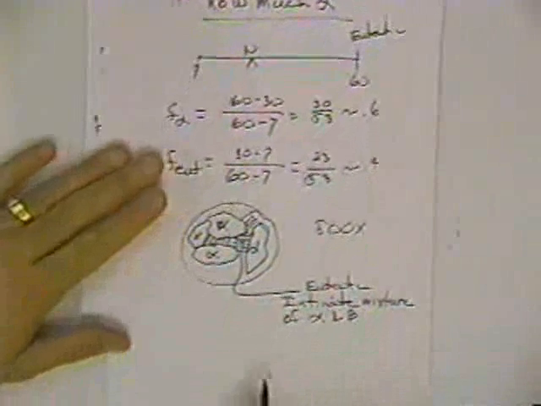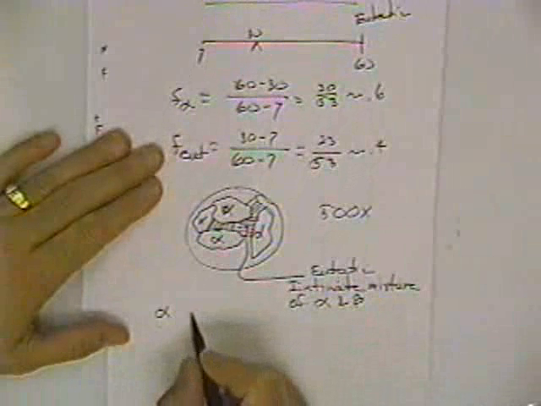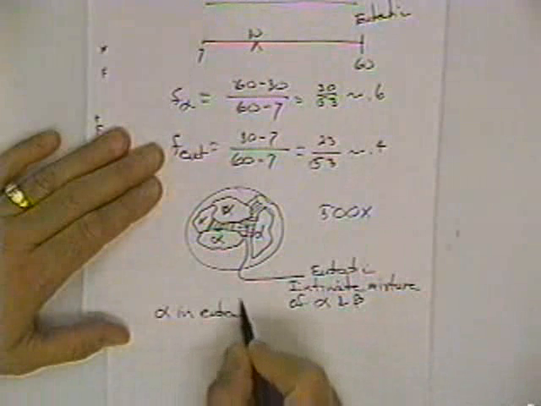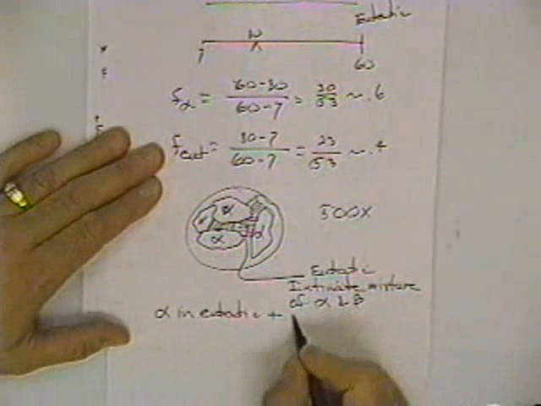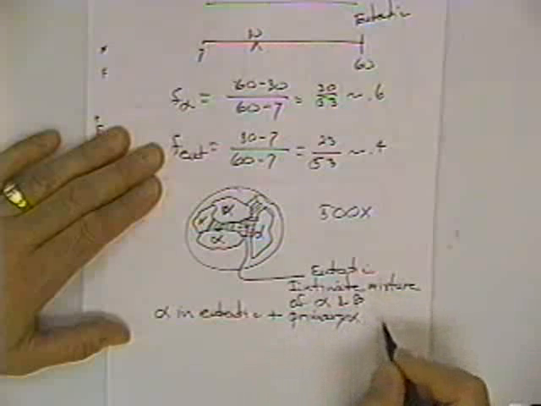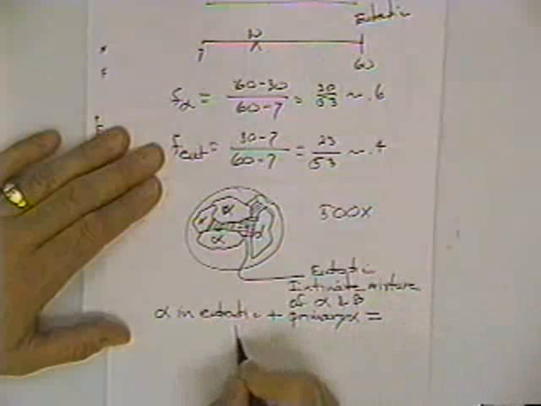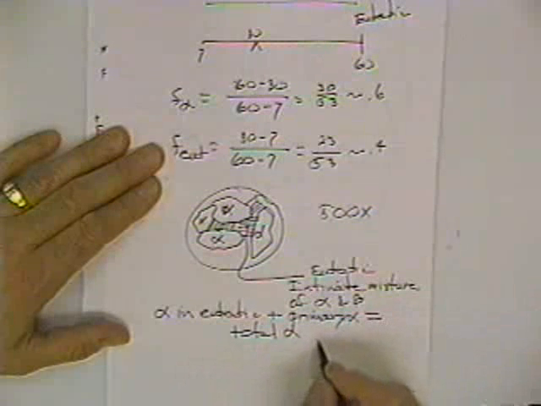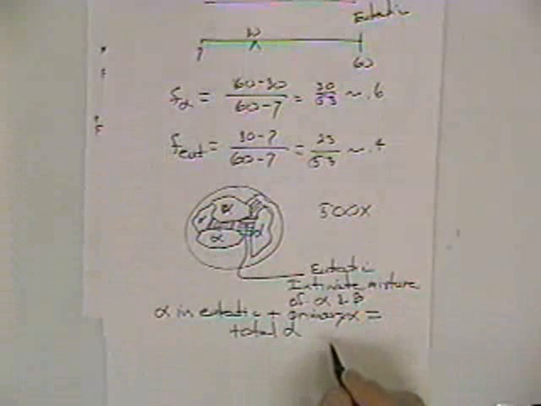So the alpha in eutectic plus the primary alpha has to equal the total alpha, which we calculated on the previous page.